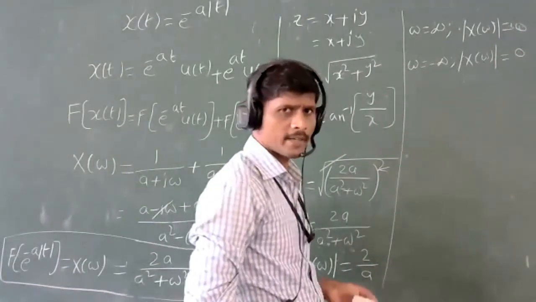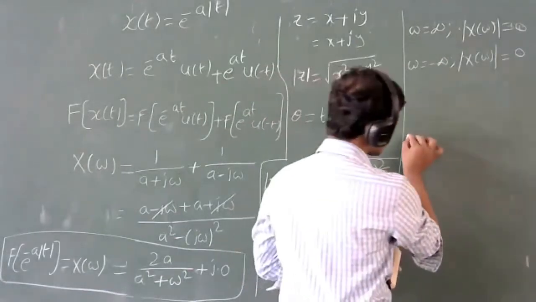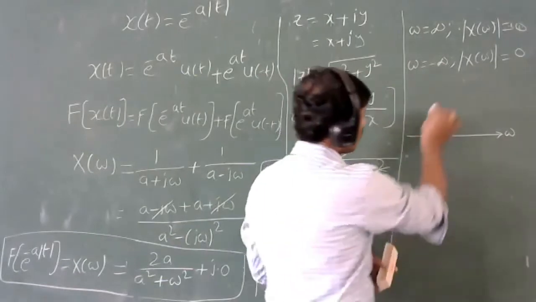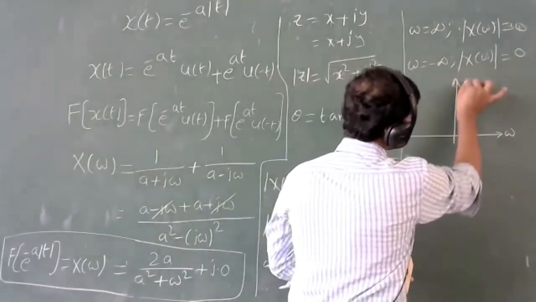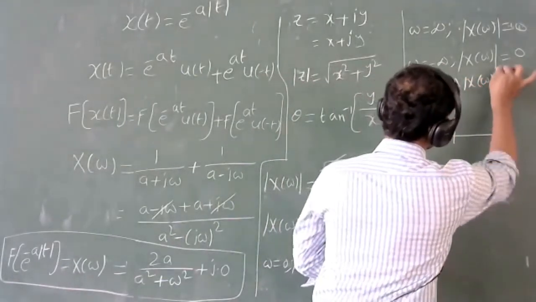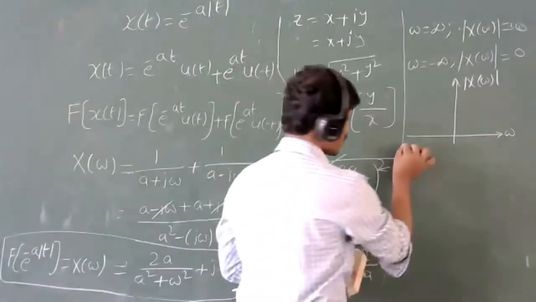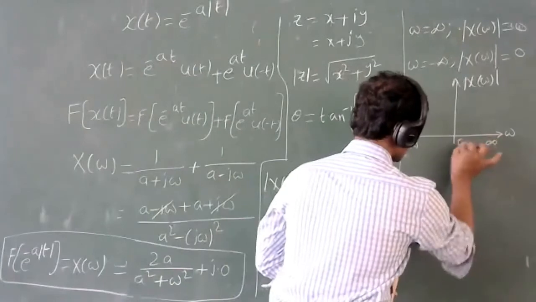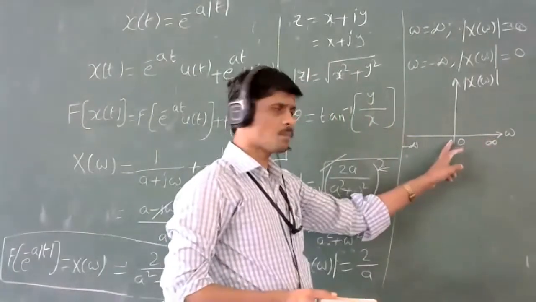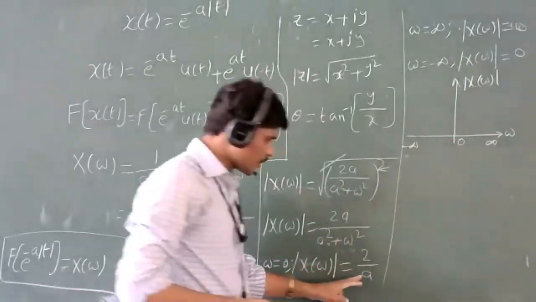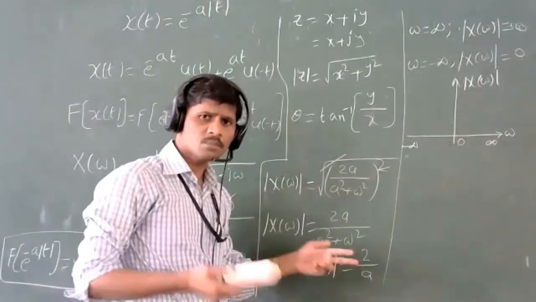Draw the magnitude spectrum. How to draw the magnitude spectrum? The x-axis is frequency omega and the y-axis is magnitude values of the given signal. What is the range of the x-axis? Minus infinity to plus infinity. And this is the origin point. At omega is equal to 0, what is the magnitude value? 2 by a. That is some constant value.